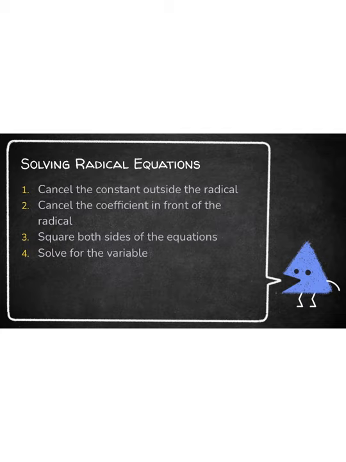First, you're going to cancel the constant outside the radical. Remember that radical is that square root symbol. Cancel the coefficient in front of the radical, and then you're going to square both sides of the equation and solve for the variable. So go ahead and do that on the next slide.